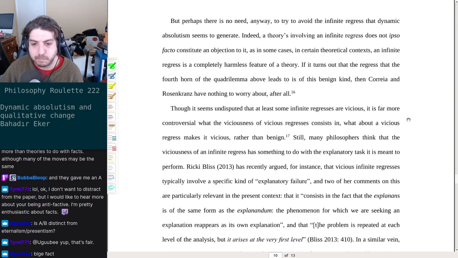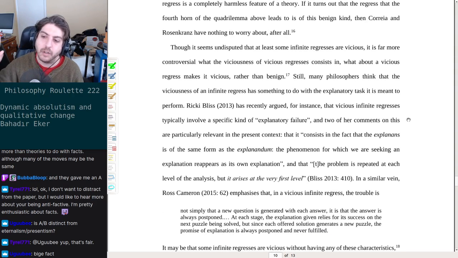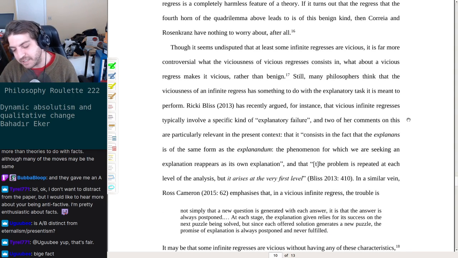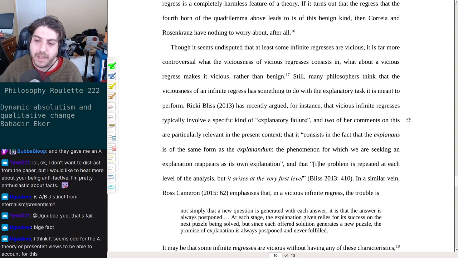And so basically they go down and say, look, is this regress vicious? And they give a few arguments to support that. Ugubi says he thinks it's odd for the A theorist or presentist view to be able to account for this.